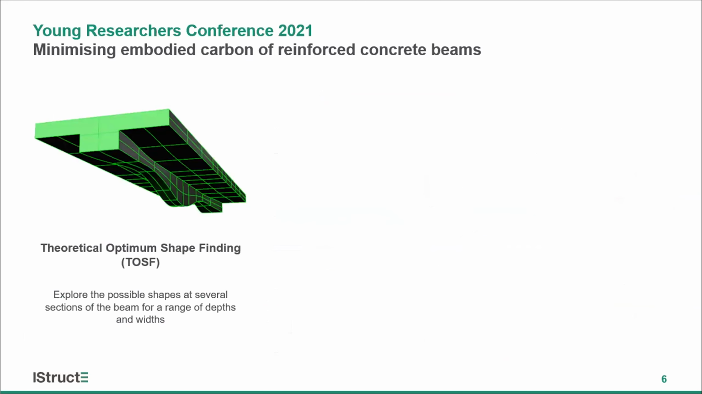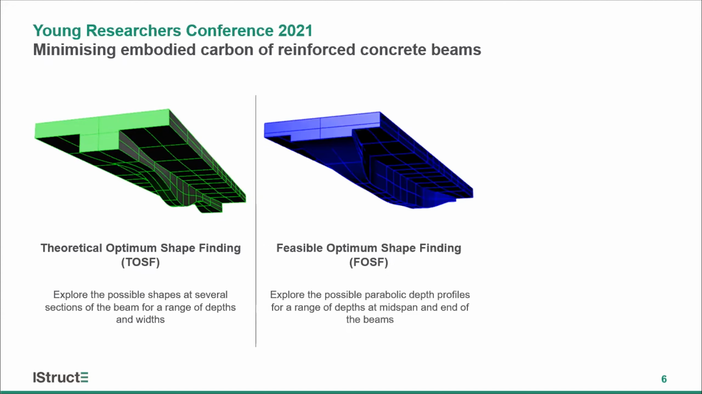I have developed three optimization strategies. First being the theoretical optimum shape finding. There I will find the geometry of the beam with minimum possible embodied carbon for the given design criteria. Since the outcome of such an approach can have problems in terms of construction and also sometimes even in technicality, I will talk about feasible optimum shape finding. There I will fix the depth profile to be parabolic, but the shape of the parabola will be changing.